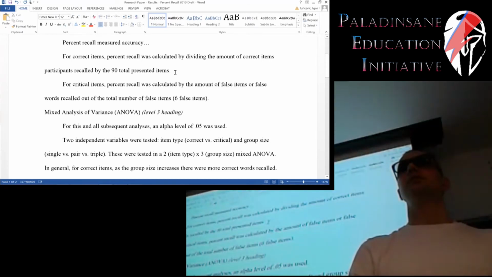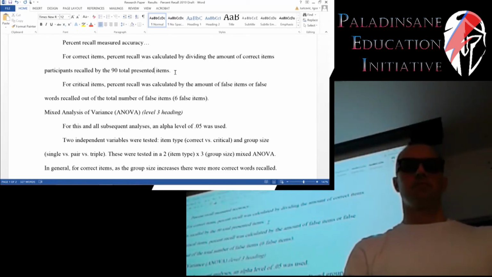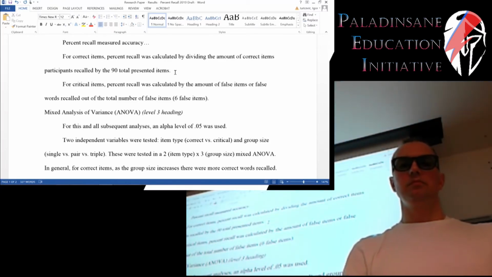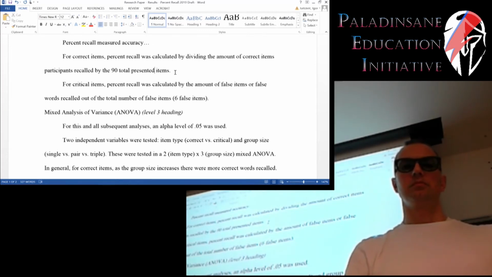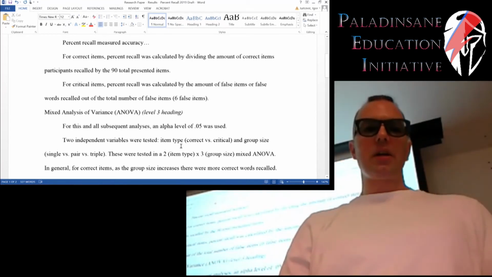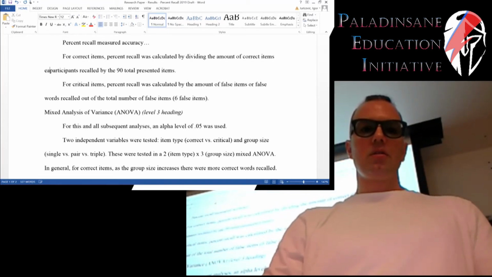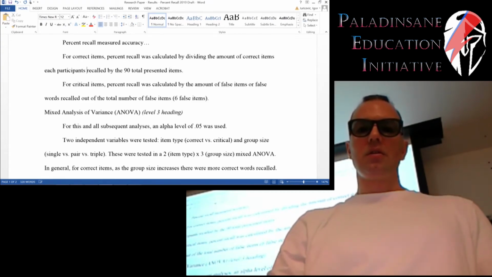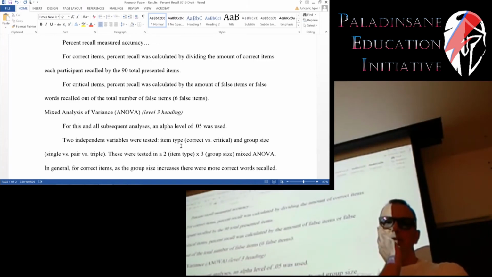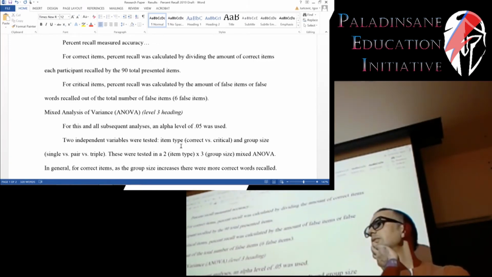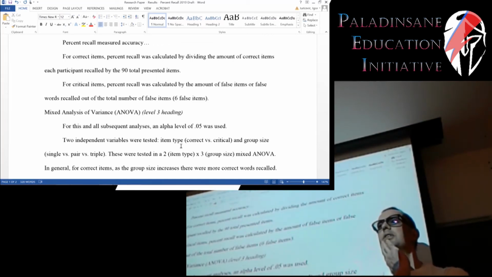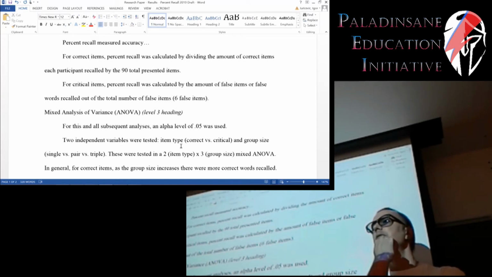Any suggestions? Do you say like each participant? Because it kind of sounds like you're taking every participant's correct items, which would be way more than 90. Oh, let's see what that sounds like. Dividing the amount of correct items each participant recalled, each subject, by the 90 presented items. I don't know. We can take a vote on that one. How many people prefer each participant? And how many prefer participants?